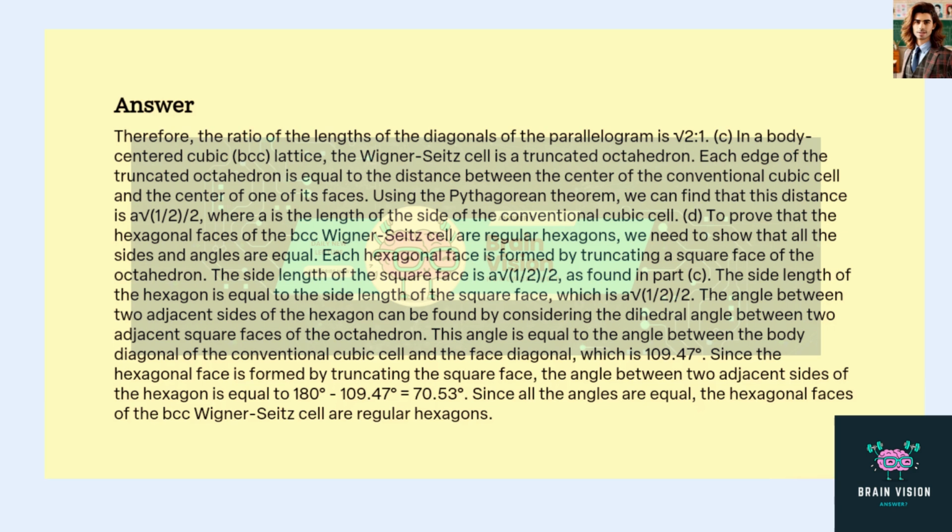The angle between two adjacent sides of the hexagon can be found by considering the dihedral angle between two adjacent square faces of the octahedron. This angle is equal to the angle between the body diagonal of the conventional cubic cell and the face diagonal, which is 109.47 degrees. Since the hexagonal face is formed by truncating the square face, the angle between two adjacent sides of the hexagon is equal to 180 degrees minus 109.47 degrees, equal to 70.53 degrees. Since all the angles are equal, the hexagonal faces of the BCC Wigner Seitz cell are regular hexagons.